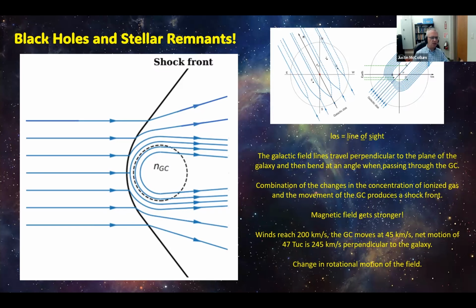So a globular cluster actually has two hemispheres, where the pulsars in one hemisphere are orienting the magnetic field in a negative direction towards a negative magnetic pole, and the rest are oriented towards a positive magnetic pole, from a south pole to a north pole. And the winds reach 200 kilometers per second. The globular cluster moves at 500 kilometers per second. And the net motion of the winds here are sort of helping move the globular cluster along.